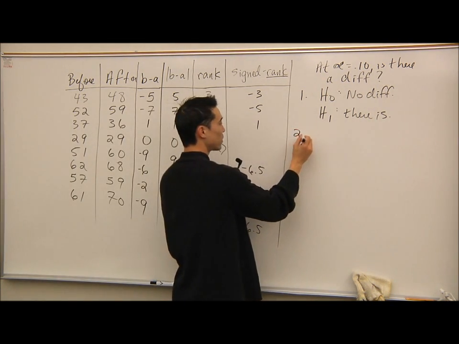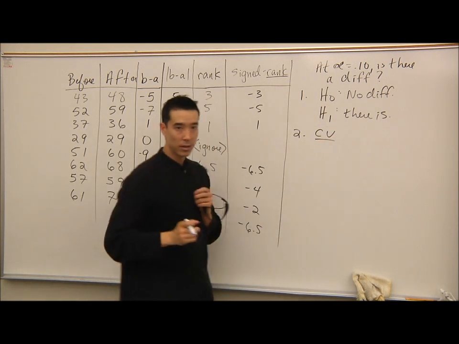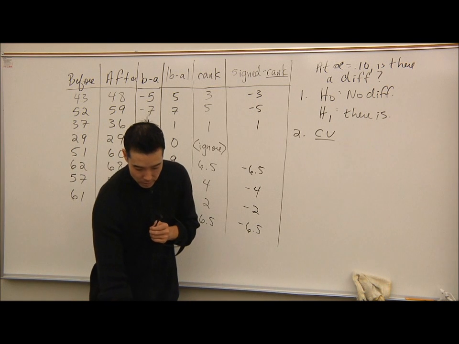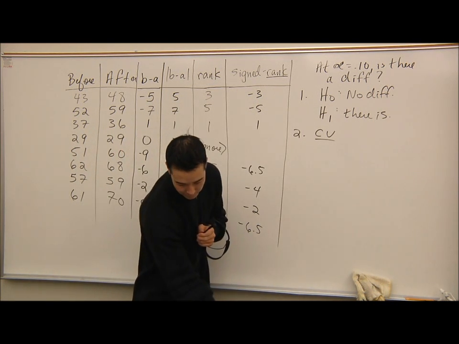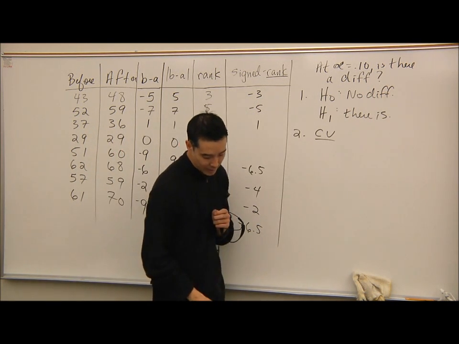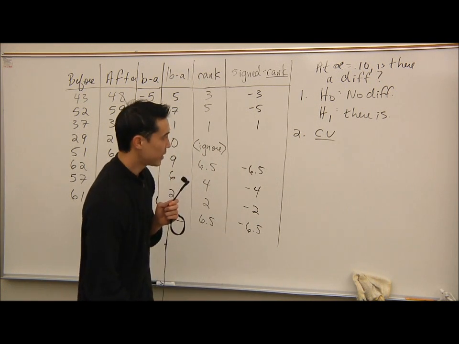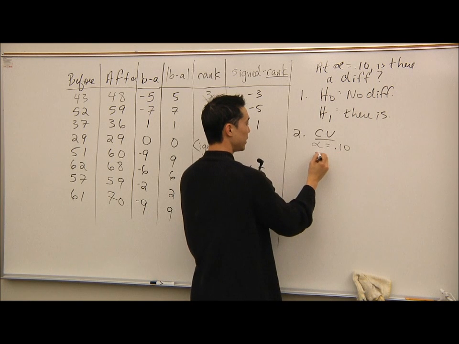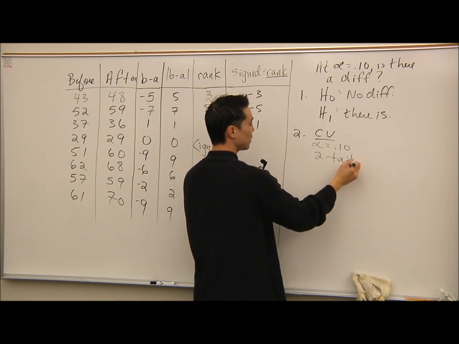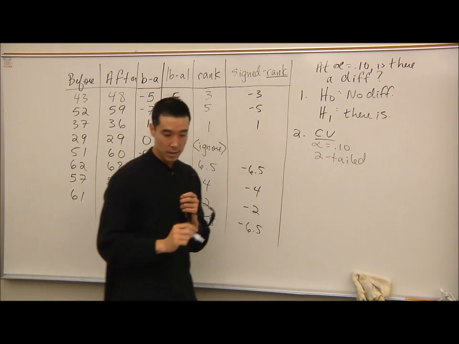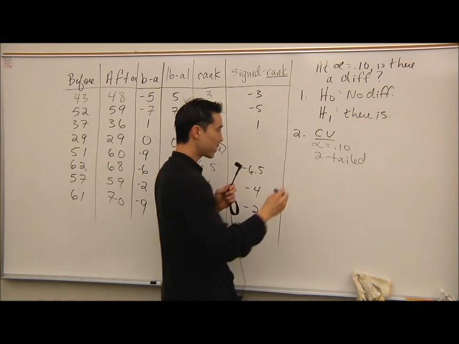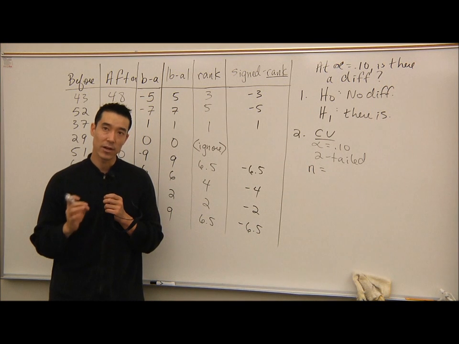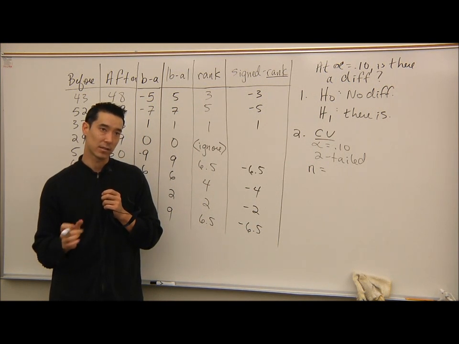Okay, step 2, we're going to go to the table in our book to get the critical value. And this is table K, critical values for the Wilcoxon signed rank test. Okay? A couple of things. Alpha is 0.10. It's two-tailed because it's no difference versus there is a difference. And then N, we have to be careful. N is all the ones that don't have 0 as a difference, okay?